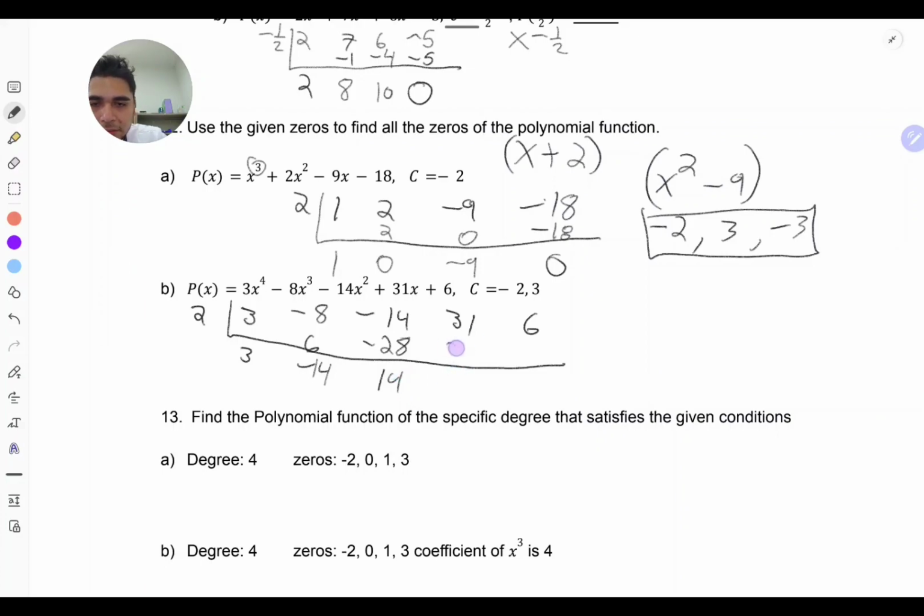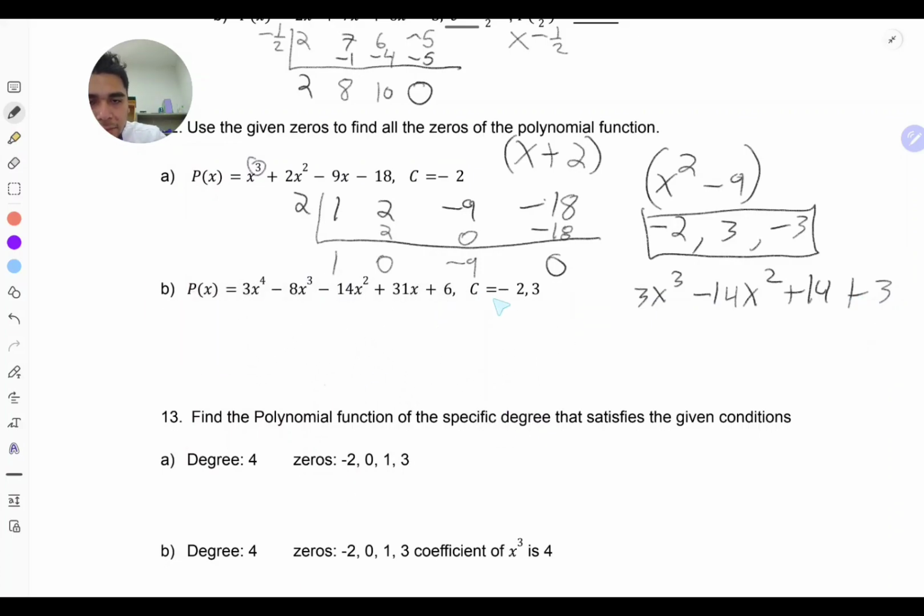Again, 14 times 2 is equal to 28. 31 minus 28 is equal to 3. 3 times 2 is equal to 6. 6 minus 6 is equal to 0. So therefore, that is it, we're done. Okay, so once we're done with this, we have to now actually find out what our new polynomial is. What's our new polynomial? Our new polynomial is 3x cubed minus 14x squared plus 14x plus 3. That's our new polynomial.